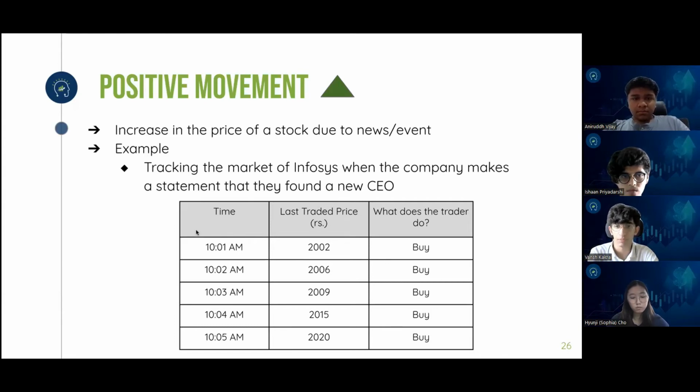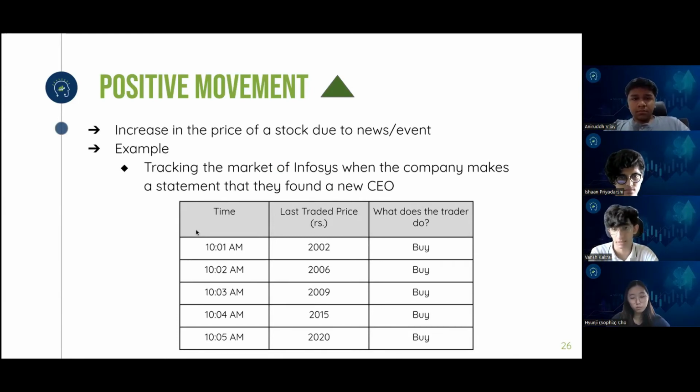Imagine you are a market participant tracking a company, which is Infosys. At 10 a.m. on 15th of July, the price of Infosys is rupees 2,000, right? And the management makes a statement that the company has managed to find a new CEO who is expected to steer the company to greater heights. Right after this news, this is what happens.